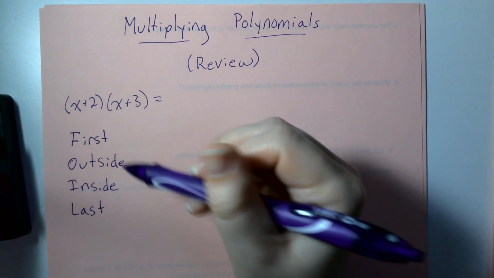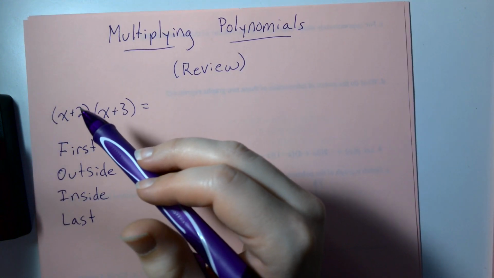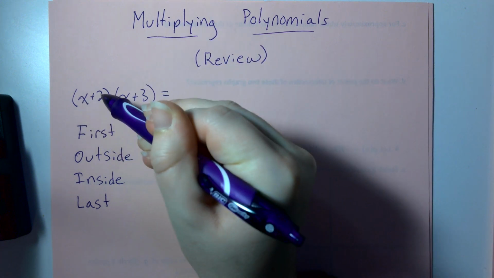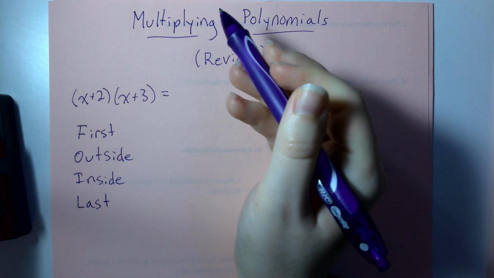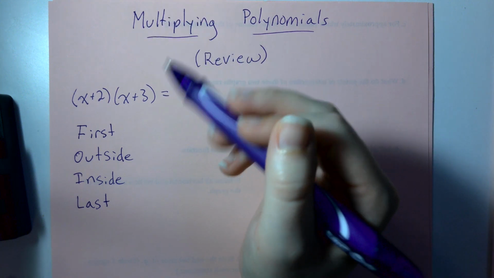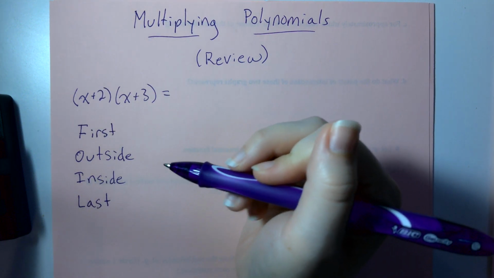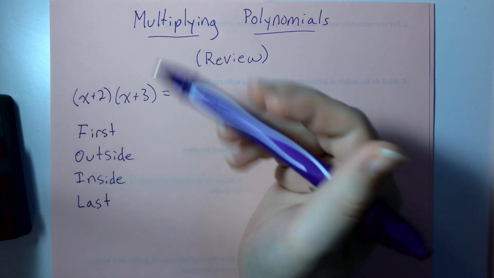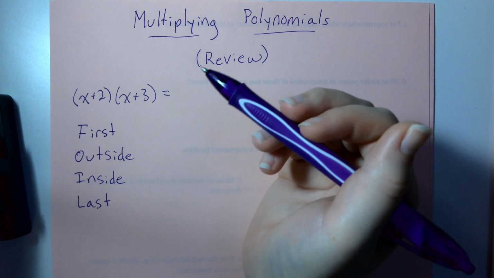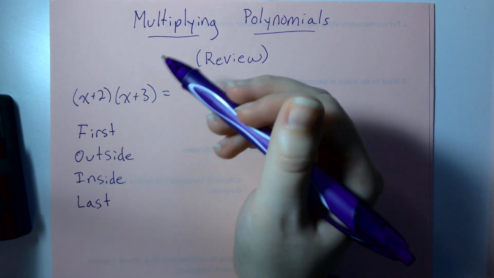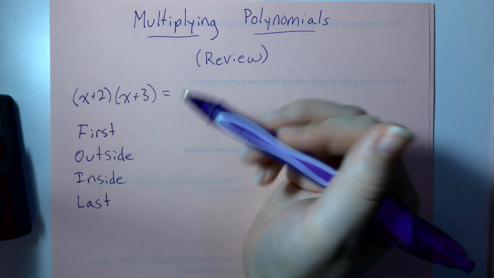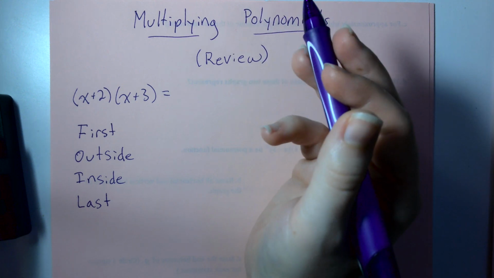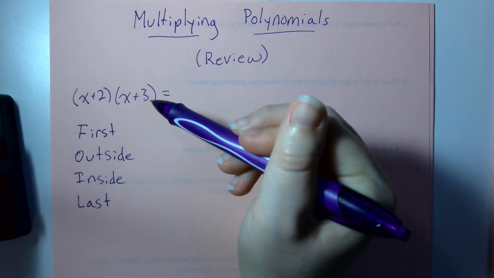And it's important that we understand what's actually happening when we FOIL. Really, we're just taking each term over here and distributing it to each term over here. So it's really just distribution, but we have a little mnemonic to help us remember. It's important that we understand what's actually happening so that we can apply that to more complicated multiplication of polynomials. So just to get us started, let's go ahead and multiply these.